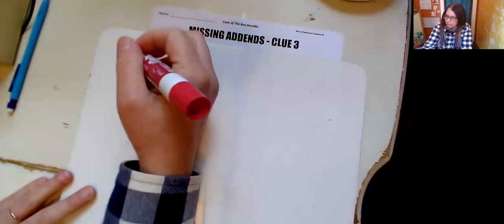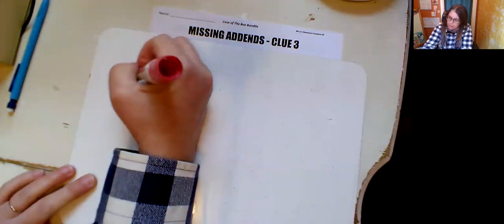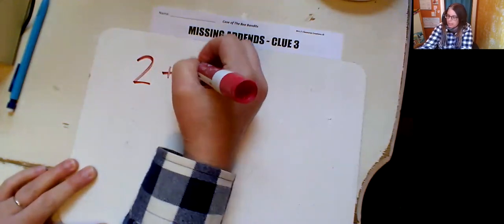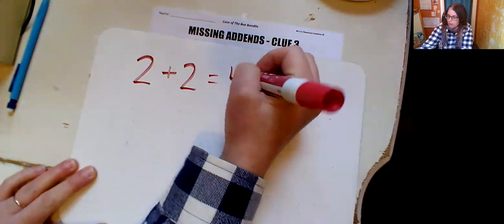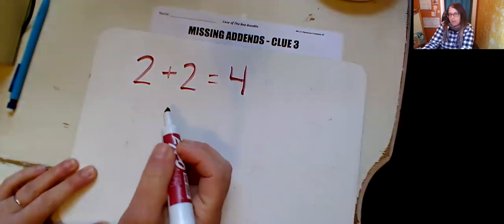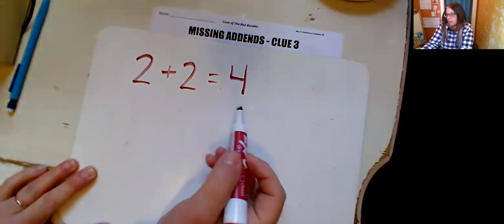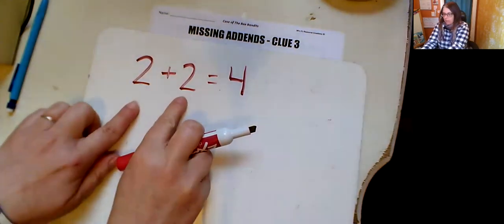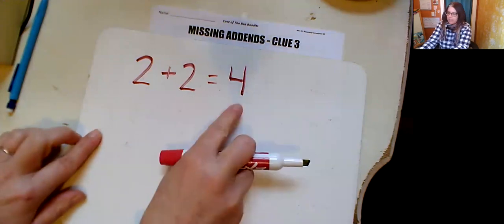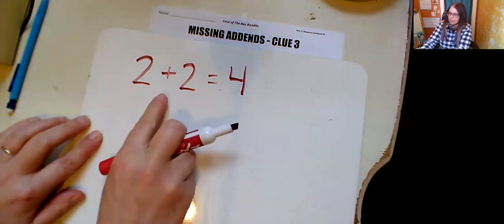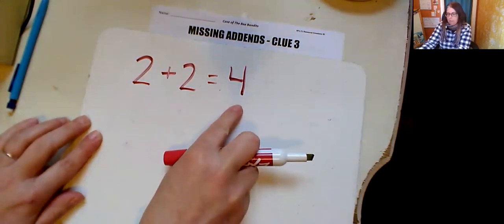Okay, so today we're working with what's called missing addends. Missing addends are like when you're adding a number. Let's do this. 2 plus 2 equals 4. I just picked a simple one that I know you will all recognize. These two numbers are called the addends. This is the sum. So it's addend plus addend equals sum.